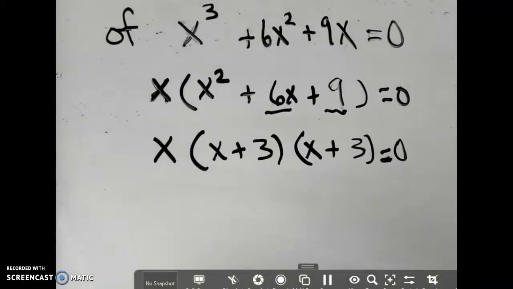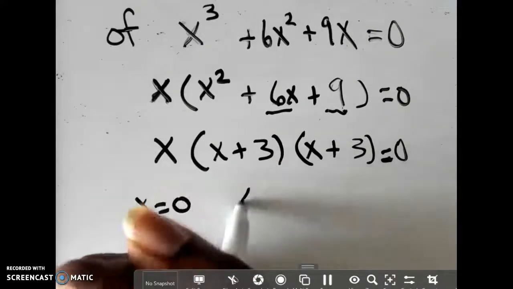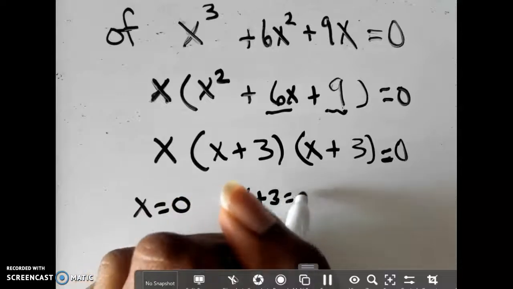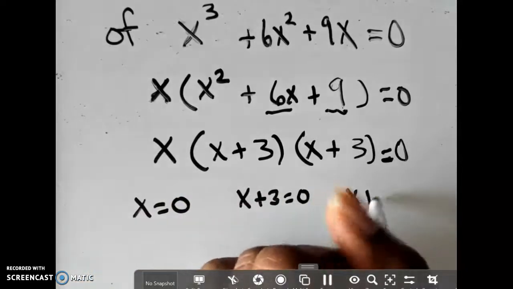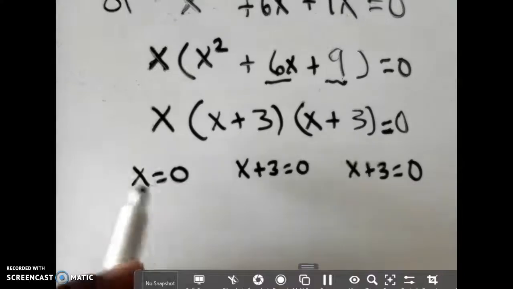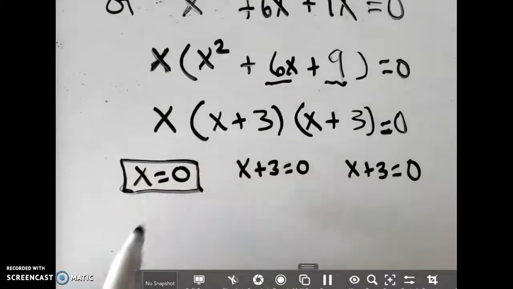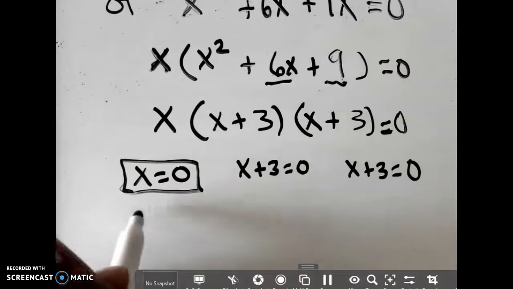Alright, and then finally with these factors that I have, I can set each equal to 0 to find the value of x. So x equals 0, x plus 3 equals 0, and x plus 3 equals 0. So I already have it here, x equals 0 is just x equals 0. So that's one factor.